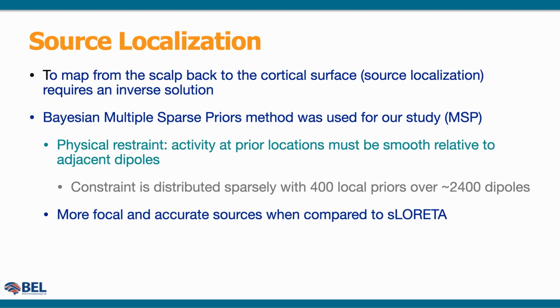But essentially, it has a physical constraint where activity at the prior locations is smooth relative to adjacent dipoles. And this constraint is distributed sparsely with 400 local priors over all 2,400 dipoles that are typically on that cortical surface. In our testing, we found that this is more focal and accurate when determining sources compared to something more widely cited in literature or more conventional, like standardized LORETA or LORETA.